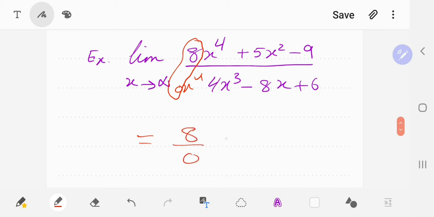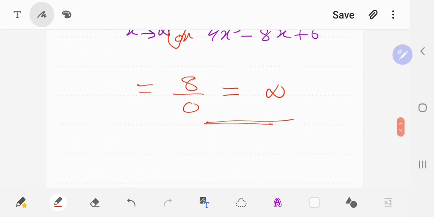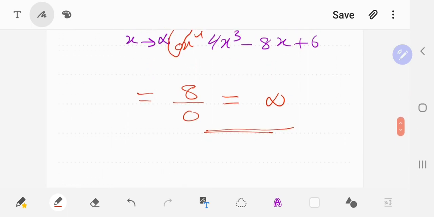And as I showed in a different video, a number divided by 0 will always be equal to either infinity or negative infinity. So in this case, we have infinity. Actually, this is a very special case, and I'm going to talk about it in detail in a separate video. Well, that's it in evaluating limits at infinity.